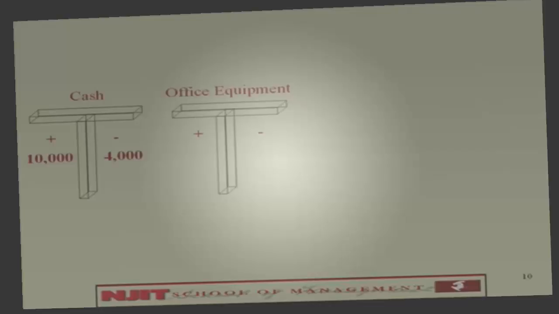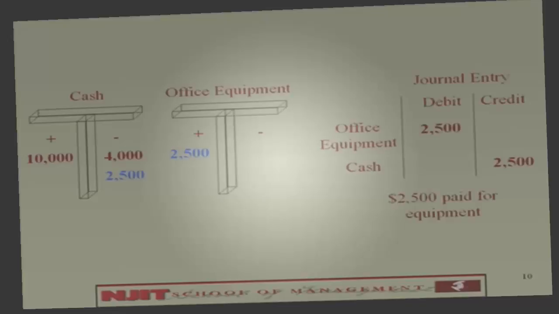For cash, I put in the balances brought forward from prior transactions. And as I told you, cash is minus $2,500, office equipment plus $2,500. Here it comes. You have to record a journal entry which looks like this. I think you're getting the hang of it. Let's do transaction 4.